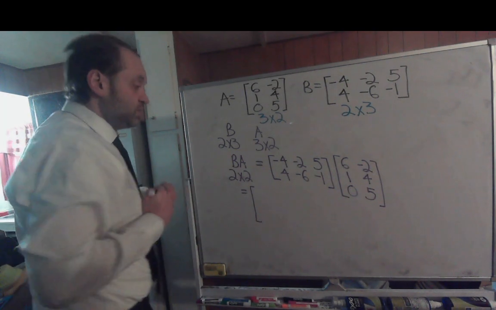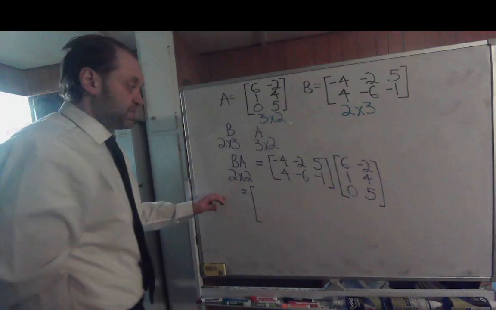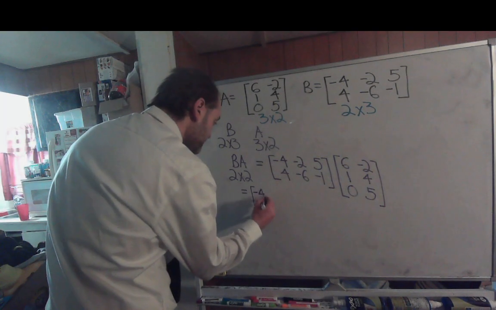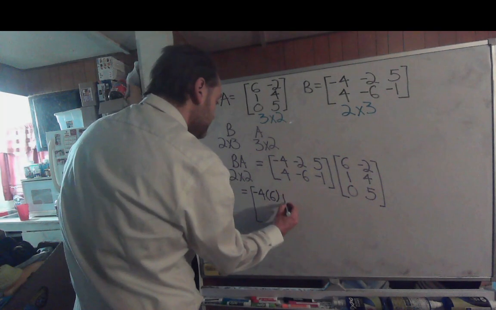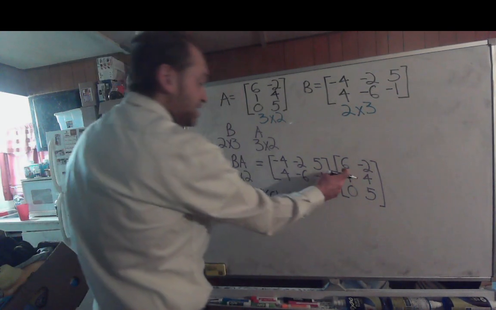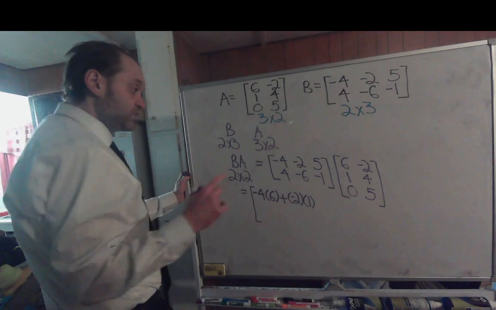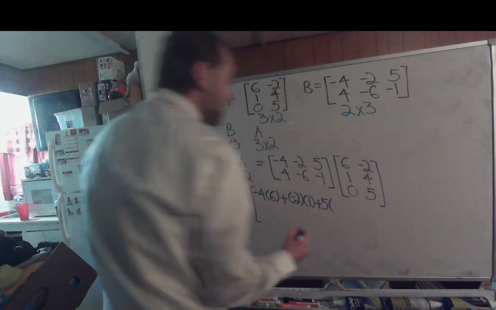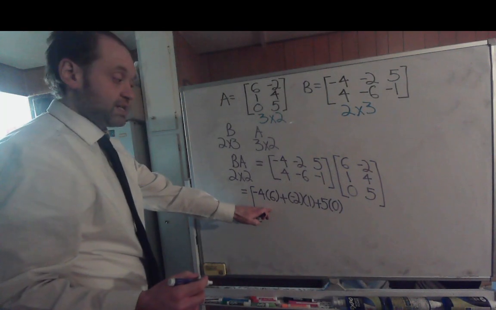So what you're going to do to get your numbers, the first number of the first row, you'll take the first number of the first row of B, which would be negative 4, times the first number of the first column, which would be 6, plus you'll take the second number of the first row, which would be negative 2, times the second number of the first column, which would be 1, plus you'll take the third number of the first row, which would be 5, times the third number of the first column, which would be 0. That's it for your first number.